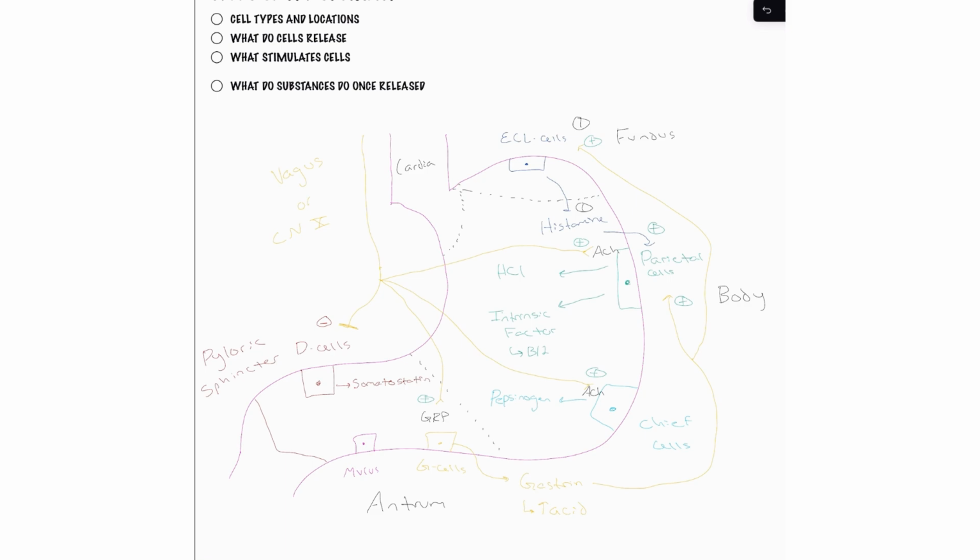Okay, so let's go through our learning objectives in the top. So we did these cell types and locations. We talked about what the cells release. We talked about what stimulates the cells, primarily the vagus nerve. And we also talked about what those substances do once they are released. Okay, guys, so this has been 10-Minute Med School on cells of the stomach.